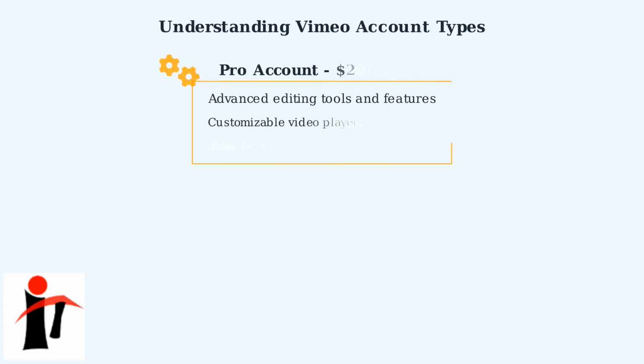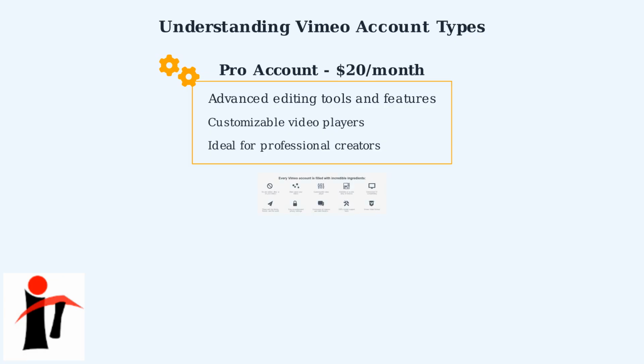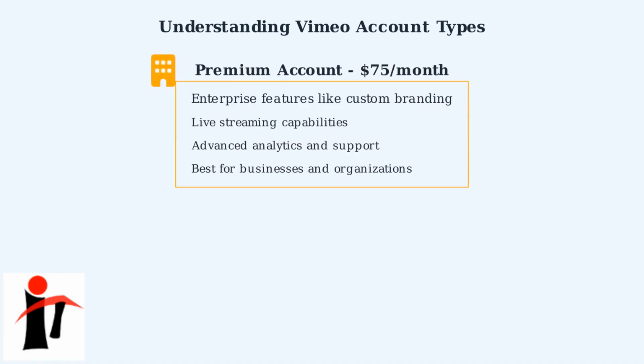The Pro account costs $20 per month and provides advanced editing tools, customizable video players, and is ideal for professional creators. The Premium account costs $75 per month and includes enterprise features like custom branding, live streaming capabilities, advanced analytics and support, best for businesses and organizations.